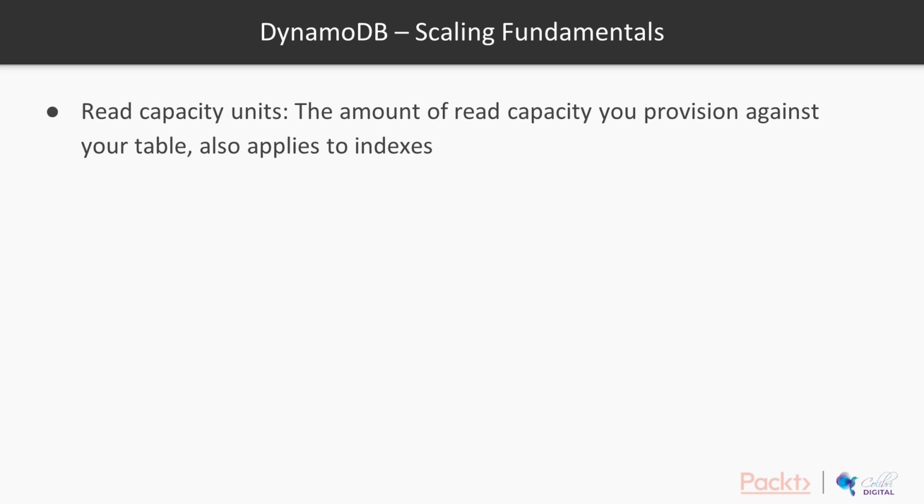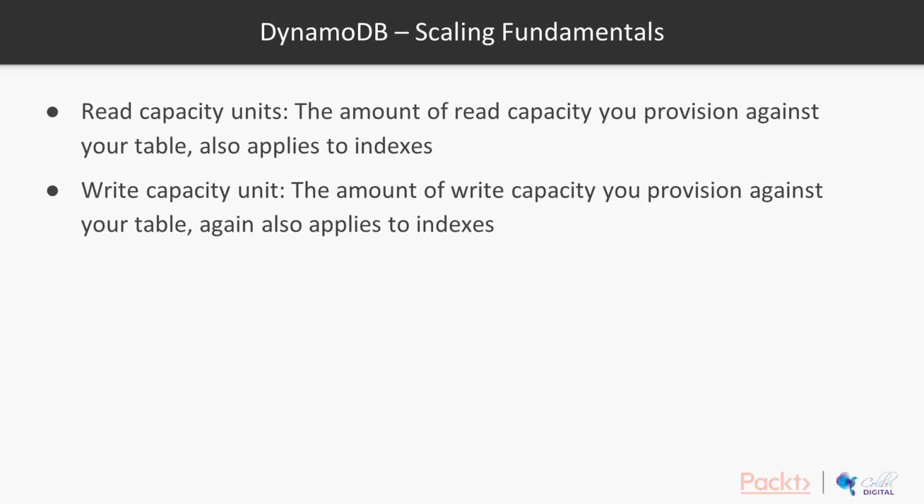A read capacity unit is obviously the amount of read capacity you provision against your table. And this also applies to indexes. So remember we talked in the previous video about global and local secondary indexes. You need to apply read and write capacity to each of those indexes. And write capacity units, just like read capacity units, reference the amount of write capacity you provision against your table. And these also apply to indexes.